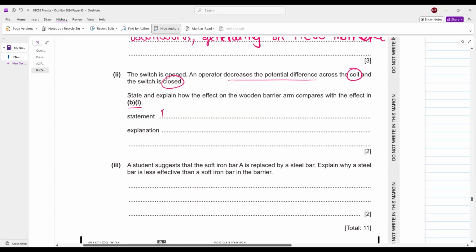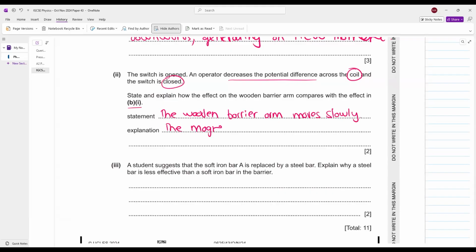You will say the wooden barrier arm moves slowly. And the reason being what? What will be the explanation? The magnetic field strength of the coil decreases. Simple as that, nothing complicated here.